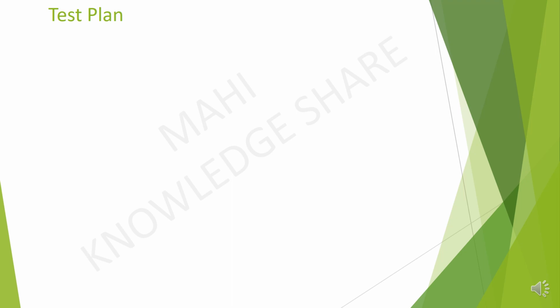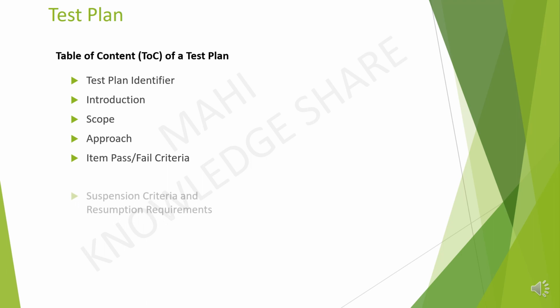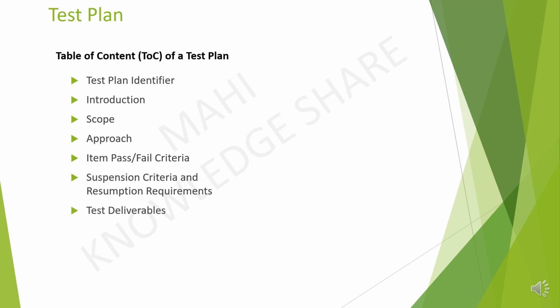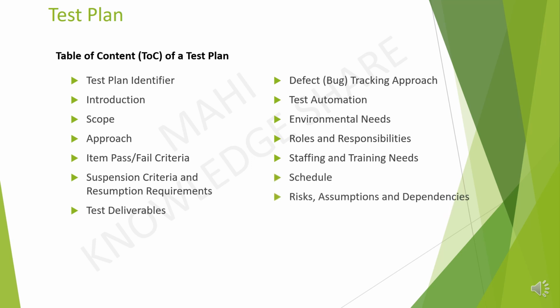List of items covered in a test plan document are: test plan identifier, introduction, scope, test approach, item pass/fail criteria, suspension criteria and resumption requirements, test deliverables, bug tracking approach, test automation, environmental needs, roles and responsibilities, staffing and training needs, schedule, risks, assumptions and dependencies, and finally document approvals.